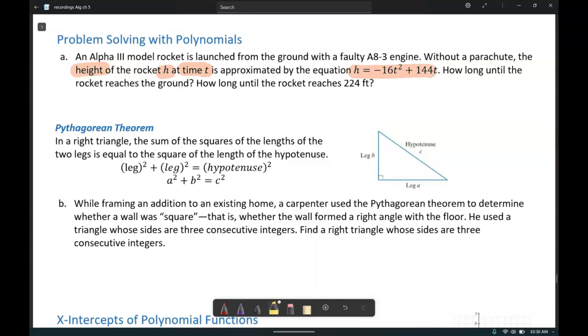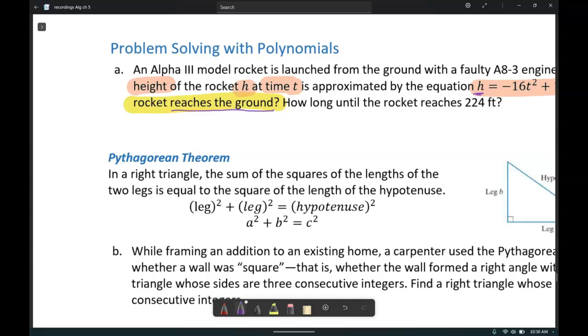The first thing that we want to do is solve this question. How long until the rocket reaches the ground? We're solving how long, which means we're solving for time. Which means they have to give us information about h in order for us to solve the equation. That's given by "reaches the ground." At the ground, height equals 0. So we can go ahead and set height equal to 0 in our equation.